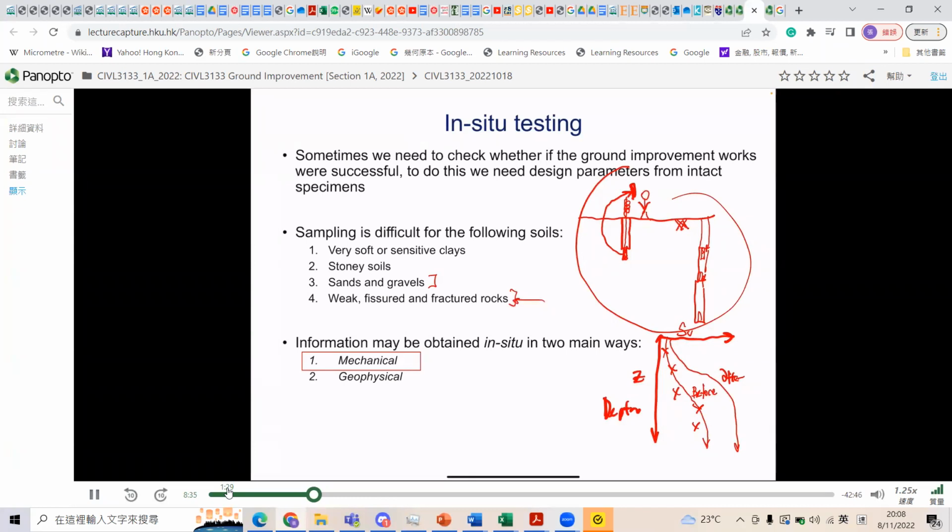Now, in terms of in situ testing, there are two main ways to do it. In situ means we leave everything in the ground and we try not to remove anything as we do in conventional soil testing. The first means is by mechanical means. And we'll be looking at two main methods today, particularly CPT, which is the cone penetration test.